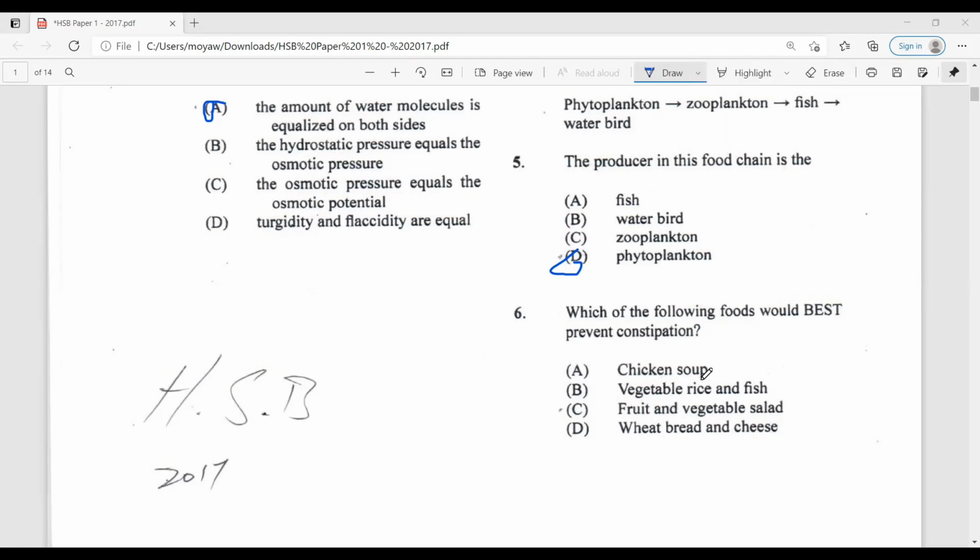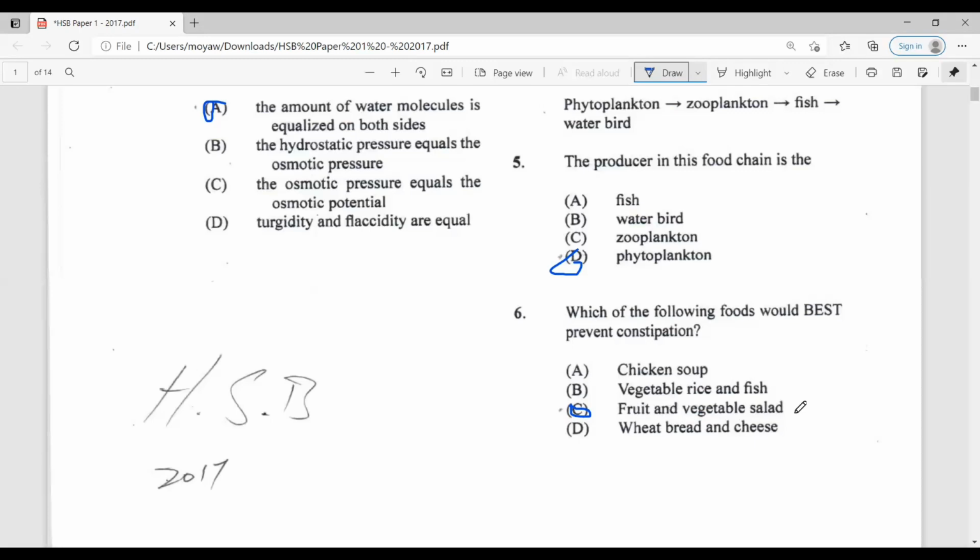Is it that the vegetable, rice, and fish is going to contain a lot of roughage? Well, we have some vegetable in the rice, but we have a better option. So fruits and vegetable salad would be the best option to help prevent constipation. So we have white bread. Bread can help, but the cheese wouldn't be another good option. So the cheese won't help to prevent the constipation. So the best option here would have been fruits and vegetable salad.